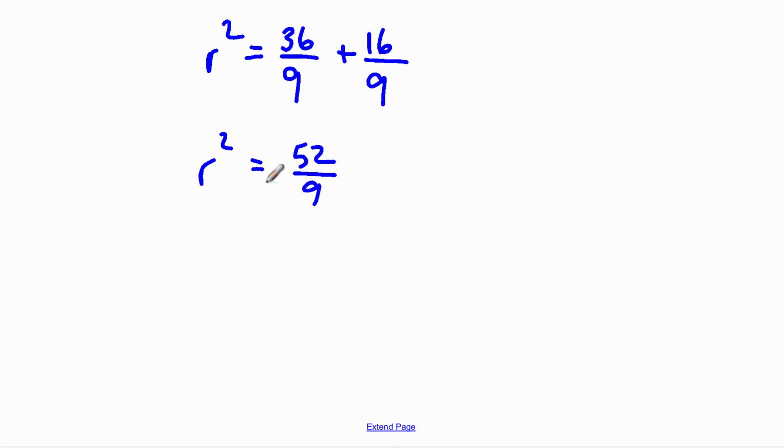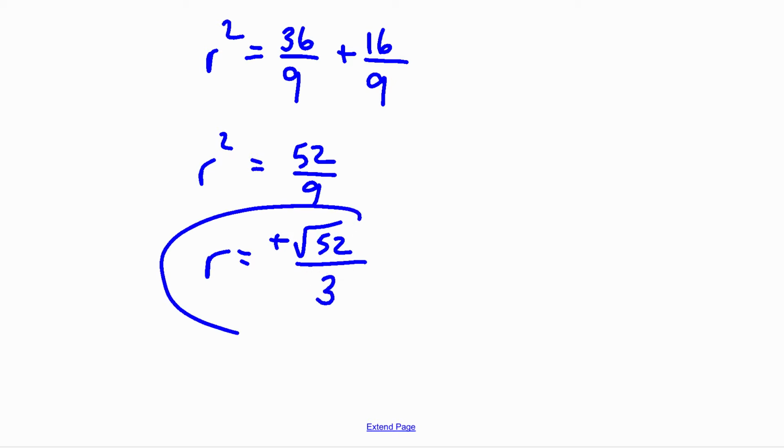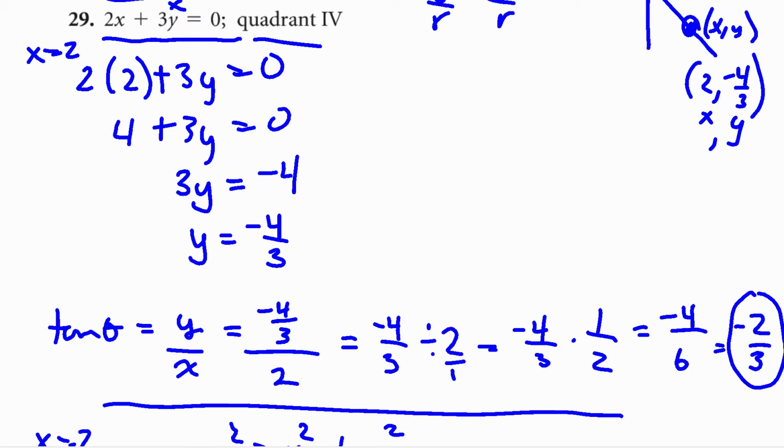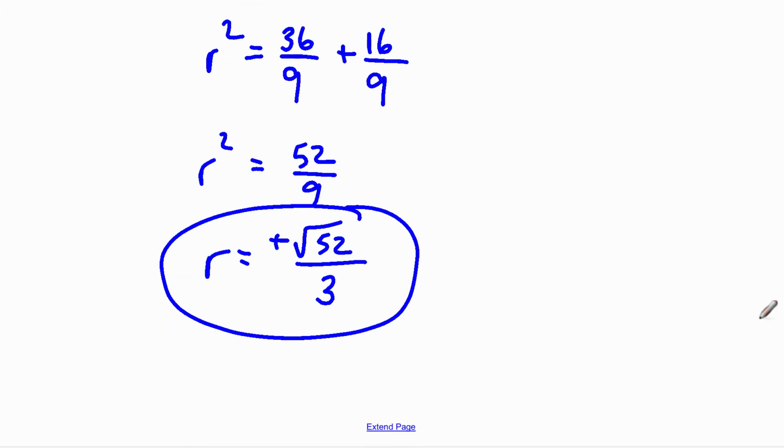And now if I square root both sides, so r is equal to plus or minus. It's actually not minus, because r is always a radius, so it's always a positive value. So positive root 52 over the square root of 9, which is 3. So there's my r value when x and y are 2 and negative 4/3.